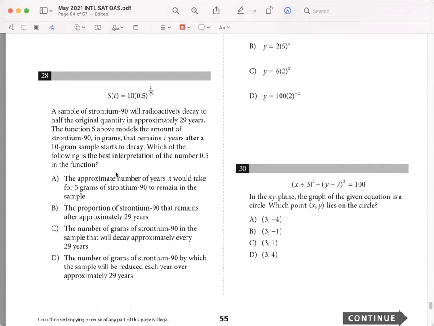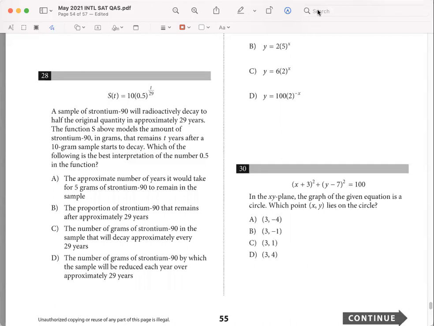A sample of strontium-90 will radioactively decay to half the original quantity in approximately 29 years. The function S above models the amount of strontium-90 that remains T years after a 10-gram sample starts to decay. Which of the following is the best interpretation of the number 0.5 in the function?